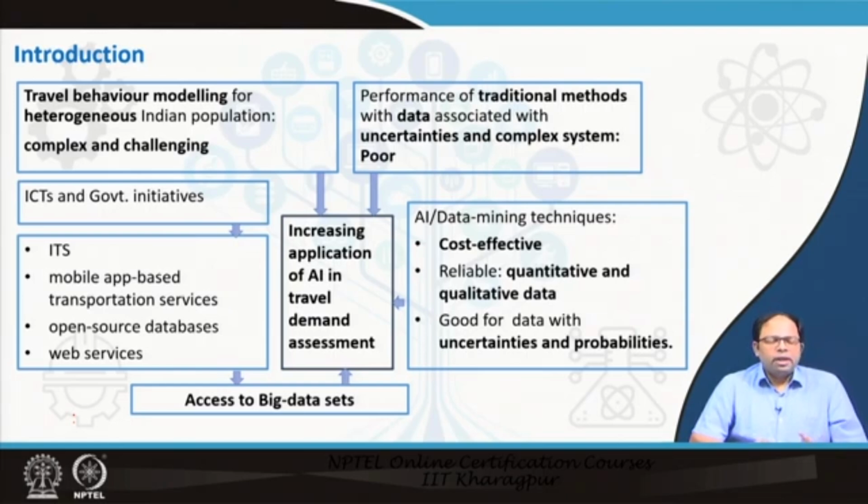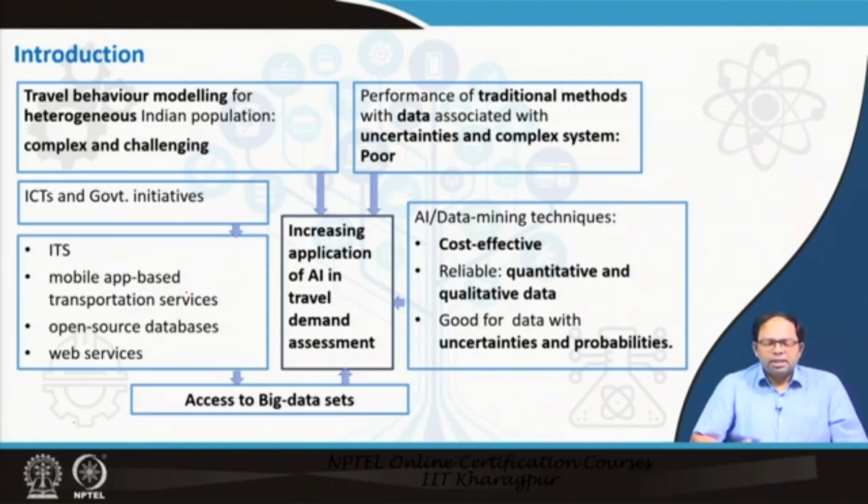The Government of India has taken a lot of initiatives, and a lot of ICTs, information and communication technologies, are being adopted for our urban areas. Our cities are becoming smart. There are a lot of ITS systems, intelligent transportation systems, which are collecting data every day, like locations of buses at different times of the day, and they could also tell us about speed along a particular corridor. All this lots and lots of data is being collected, and we also know them as big data sets. There is also mobile based data on transportation services, open source databases, web services, and so many other things.